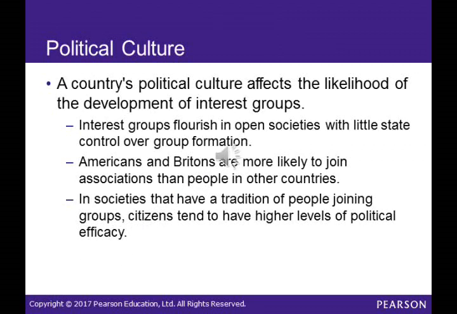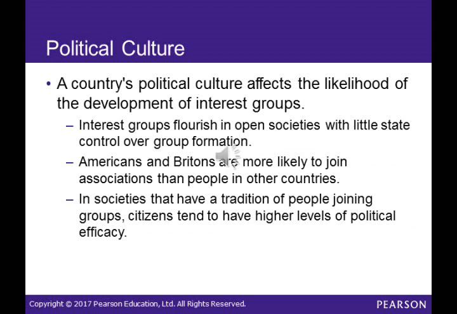If I start with political culture as a crucial factor that determines the development and effectiveness of interest groups, I would say a country's political culture affects the likelihood of the development and effectiveness of interest groups. How come? Well, interest groups flourish in open and pluralistic societies with little state control over group formation. And this is evident in West European societies and North American societies, especially in the United States and Canada.